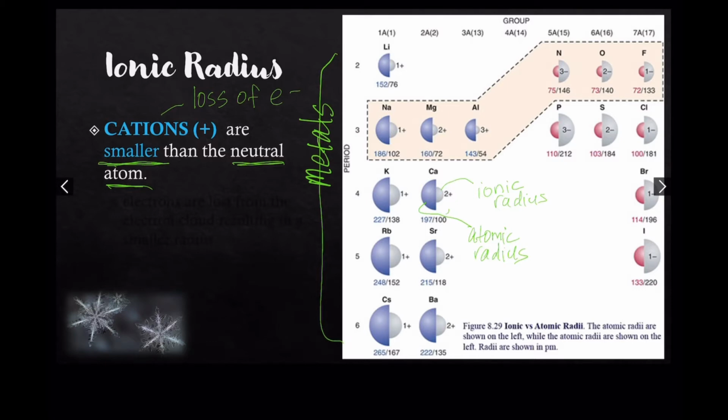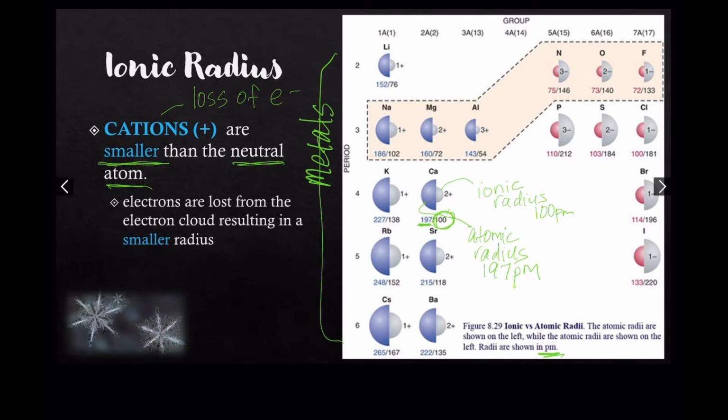So the atomic radius for calcium, the neutral atom, is 197 picometers. It tells you down here in the caption that the radius is shown in picometers. The ionic radius is shown as being 100 picometers. So much smaller than the atomic radius. And it's all because of a loss of electrons.